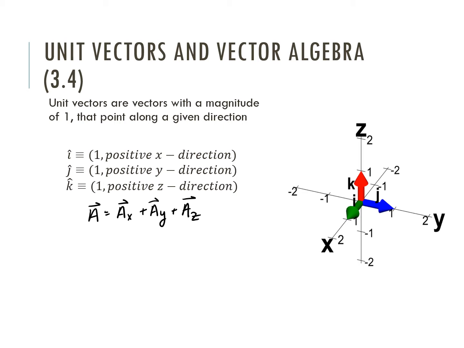So unit vectors are a way of taking this vector Ax and saying it's a number in the x direction. It's a number in the y direction. It's a number in the z direction. So the unit vector is giving it the direction, whereas the numerical value is giving it a magnitude. So we can break up our Ax vector into Ax i hat, where Ax now is a numerical value.